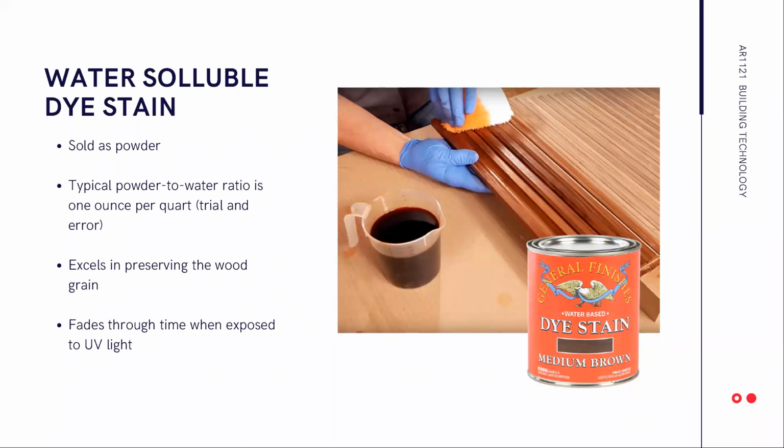And then next is water soluble dye stain. It is sold as a powder and the typical powder to water ratio is 1 ounce per quart. And if it still doesn't work for you, you can always do trial and error until you get the right consistency. It excels in preserving the wood grain, but the only downside to using water soluble dye stain is that it fades through time when exposed to UV light. So it is not fit for outdoor builds, it has to be for interior only.